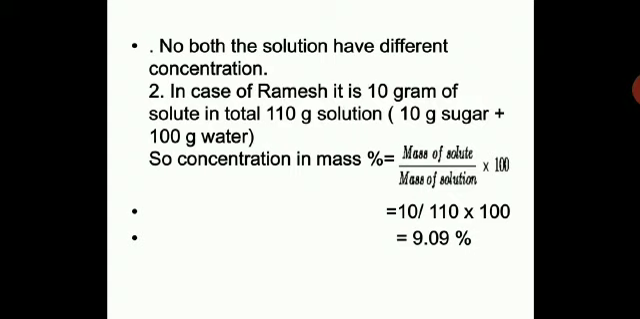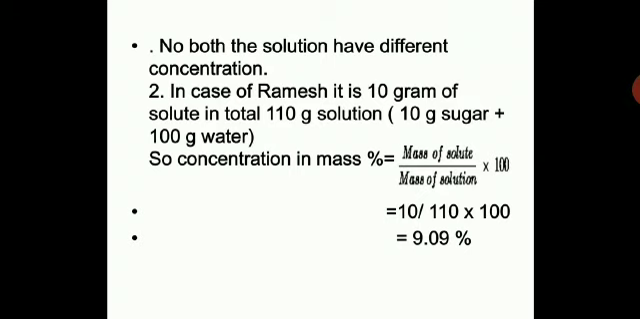So for Ramesh, when we calculated, because he has taken 10 gram solute, that sugar separately, and 100 gram of water separately, and then he had mixed to make the solution, after calculation we got 9.09 percentage of concentration mass by mass, which is done by Ramesh.